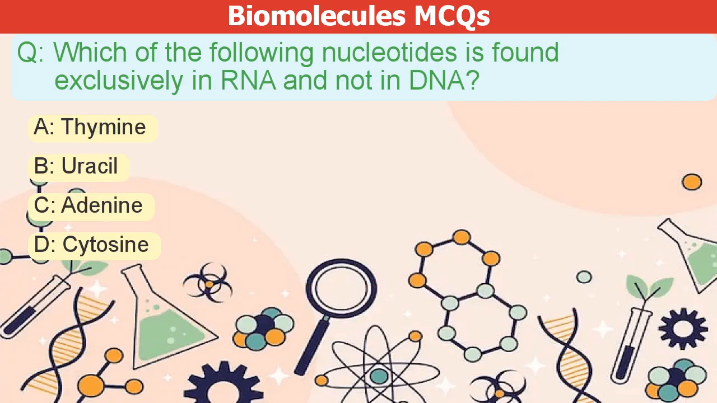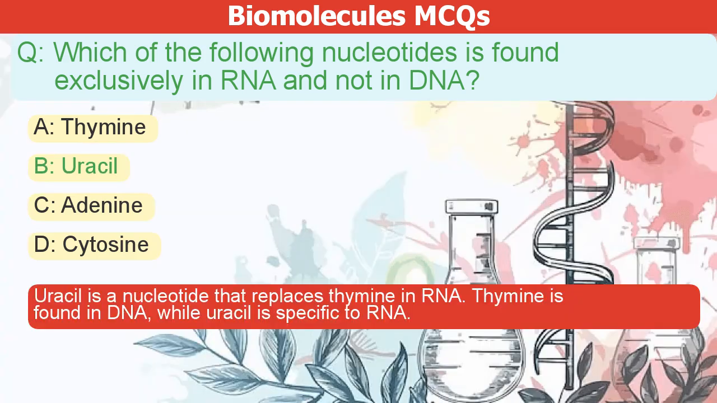Which of the following nucleotides is found exclusively in RNA and not in DNA? A. Thymine. B. Uracil. C. Adenine. D. Cytosine. The correct answer is B. Uracil is a nucleotide that replaces thymine in RNA. Thymine is found in DNA, while uracil is specific to RNA.